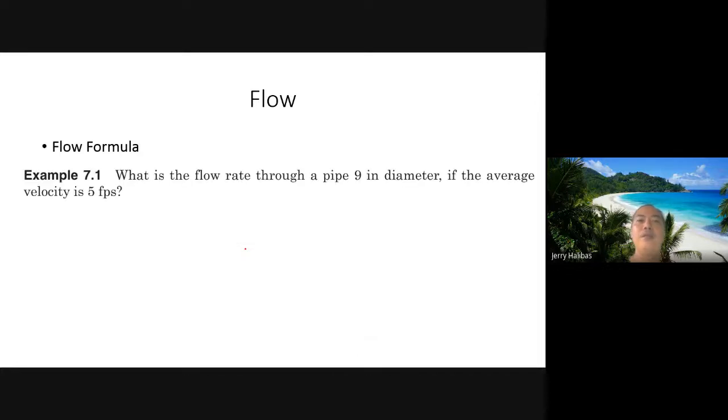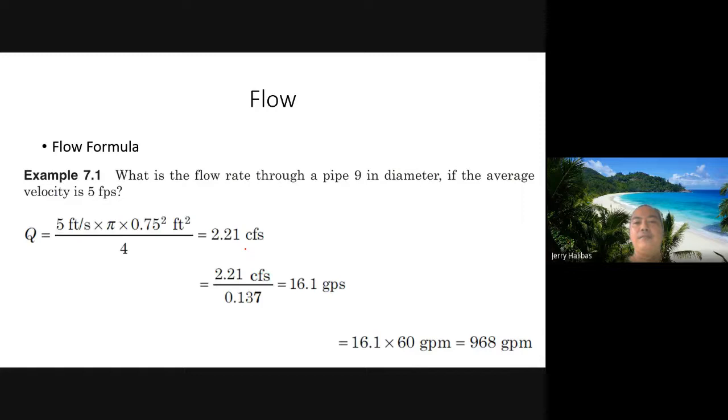Example, what is the flow rate through a pipe? The pipe is 9-inch diameter. If the average velocity is 5 feet per second. Okay? So we have the formula for Q, velocity times area. So therefore, find the area. It's the cross-sectional area of the pipe.